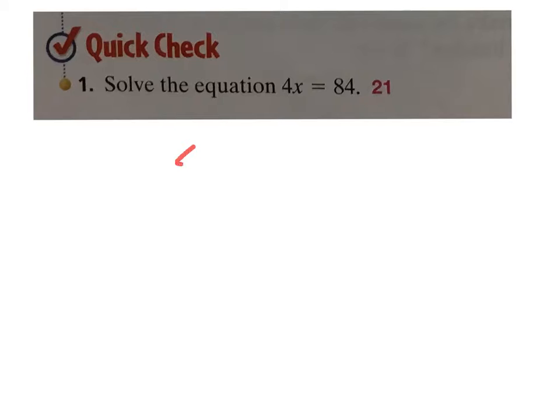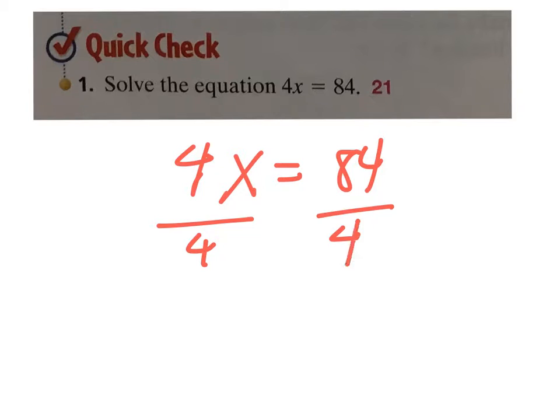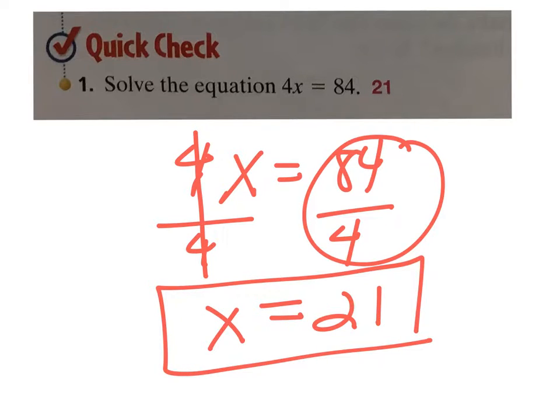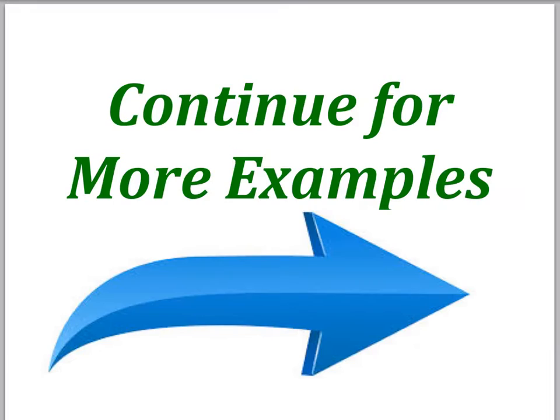So we have 4x equals 84. Divide both sides. Now I like to show my division as a fraction sign, right? So that means these 4's go away. x equals, well, 84 divided by 4 is 21. That's what we're looking for there. Go ahead and continue for another example from me.